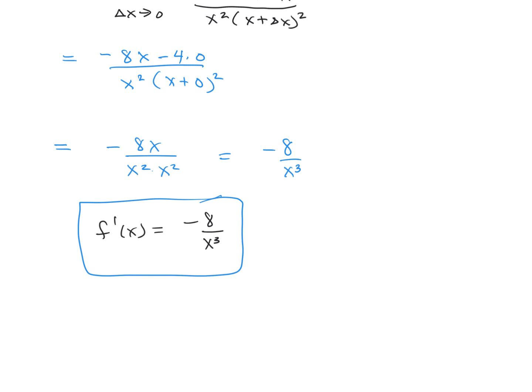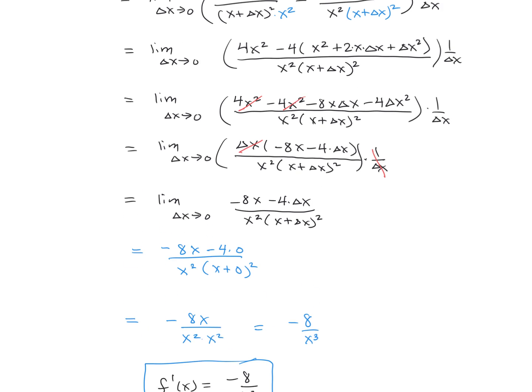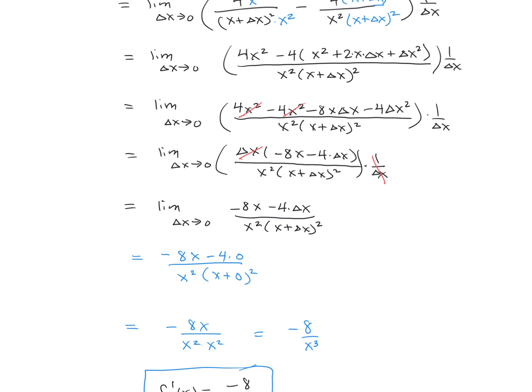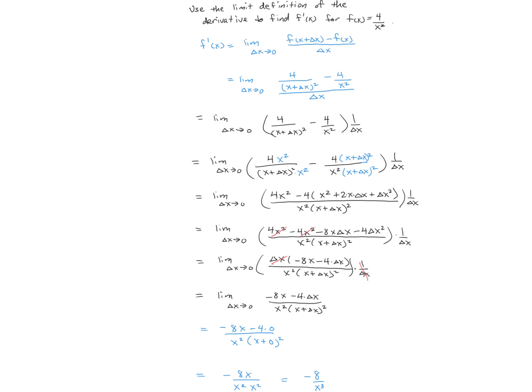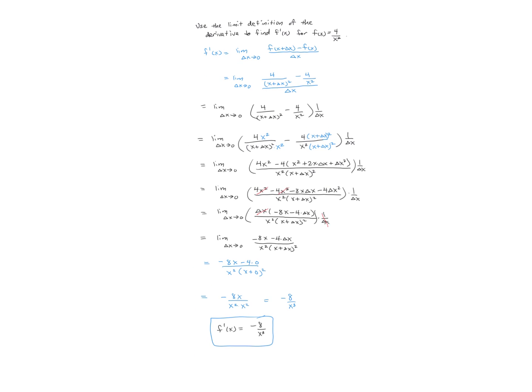And you'll notice quickly that that derivative is not defined when x is equal to 0, and our function 4 over x squared was also not defined when x was equal to 0, so those discontinuities are inherited by the derivative of our function.